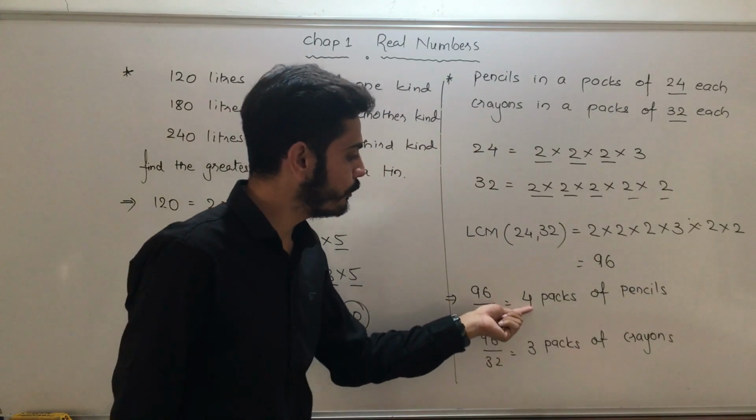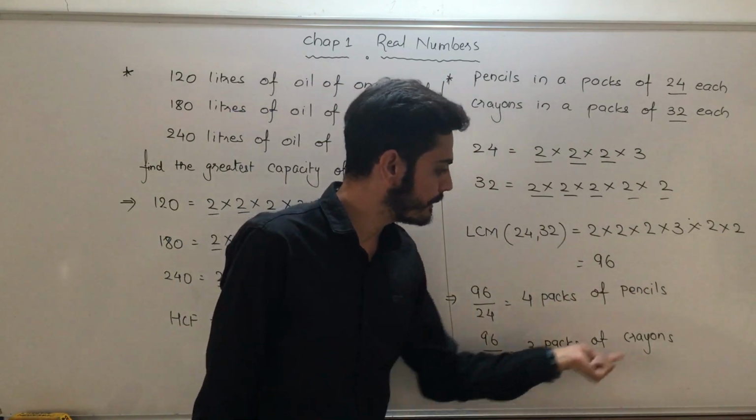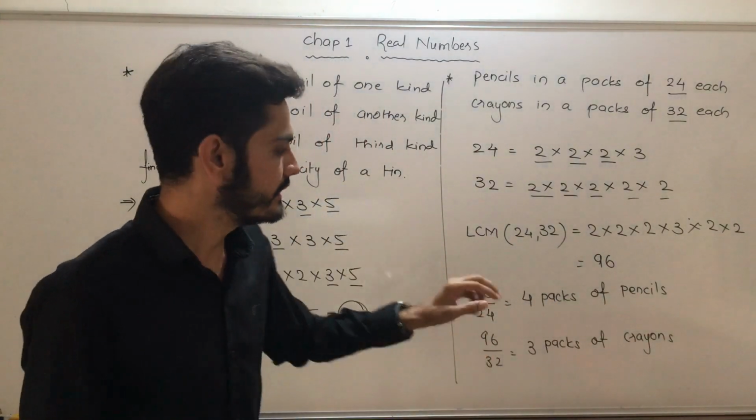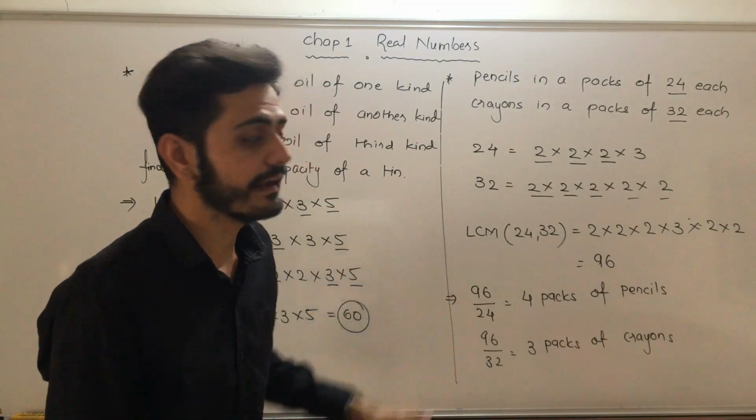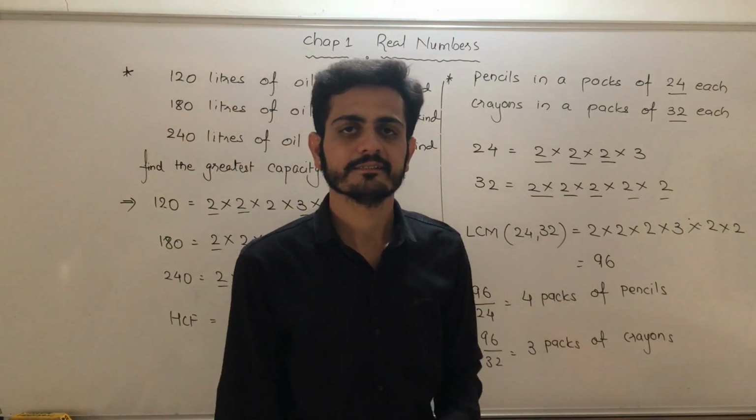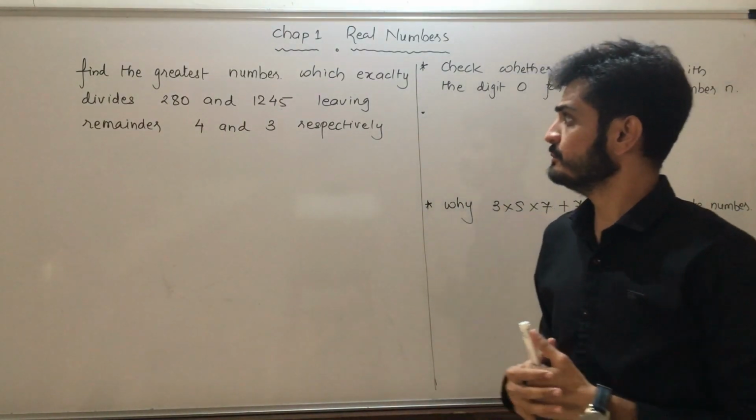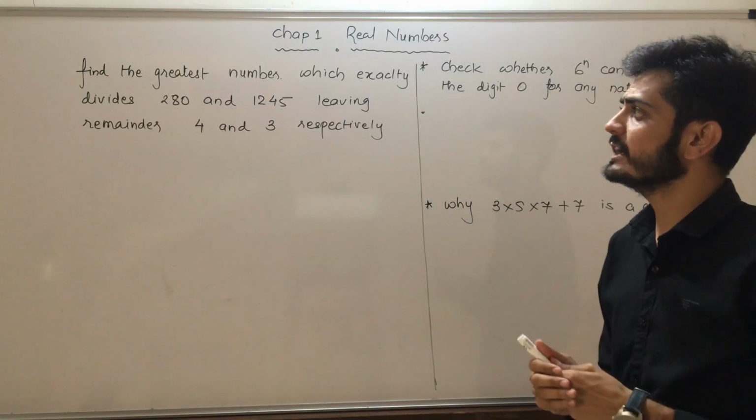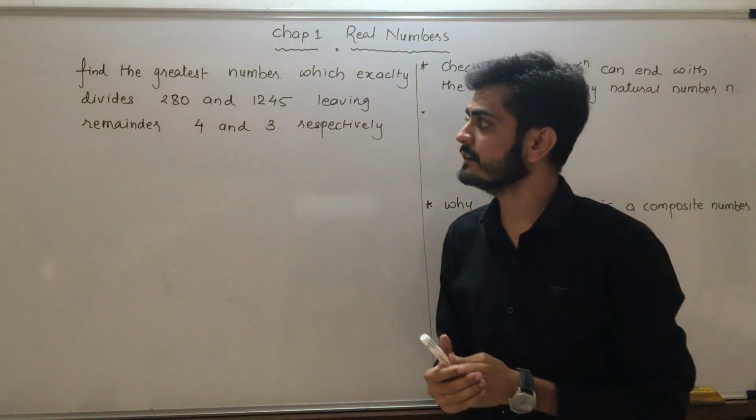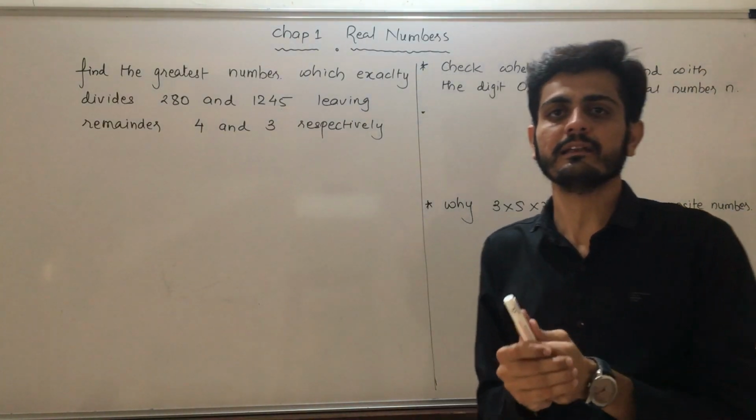Here, the four full packs of pencils and 3 full packs of crayons you would buy, then the number is both equal, 96 and 96. So let's move to the next example: find the greatest number which exactly divides 280 and 1245, leaving remainder 4 and 3 respectively.